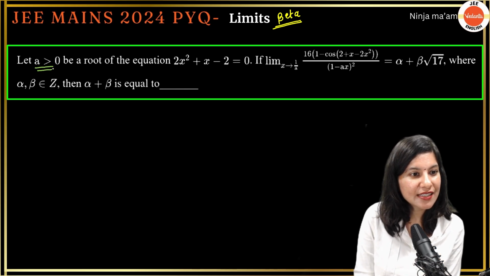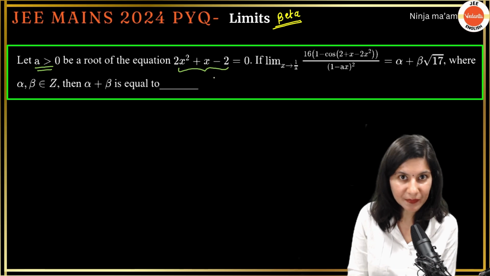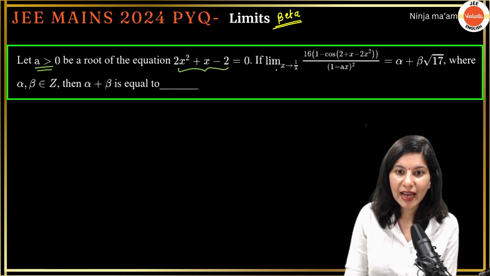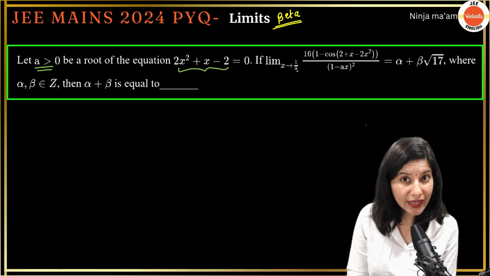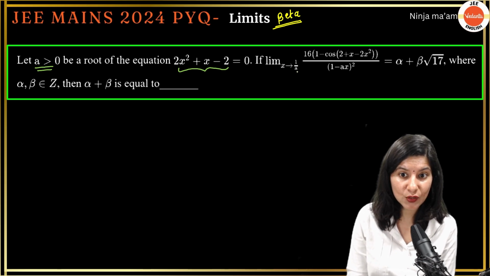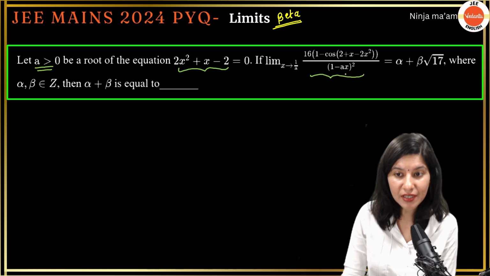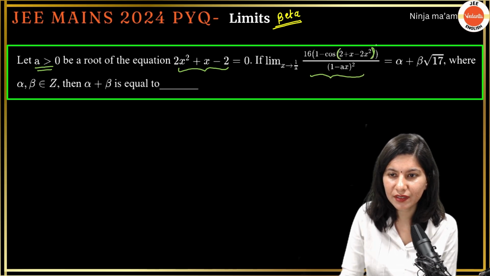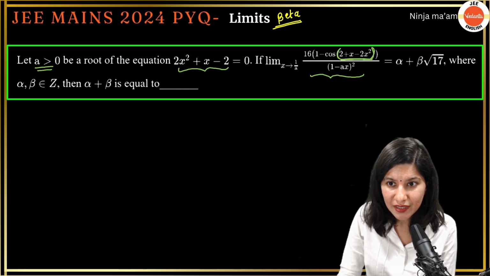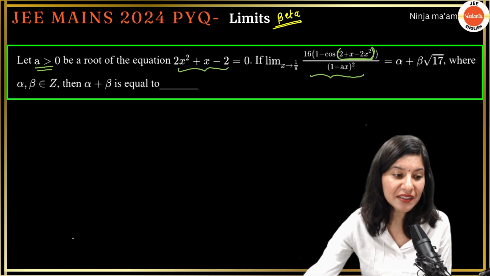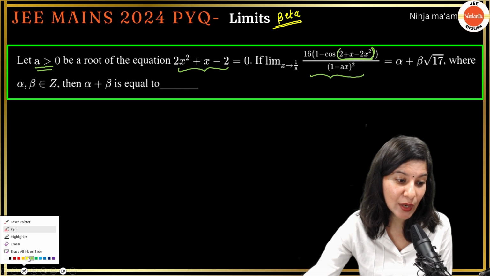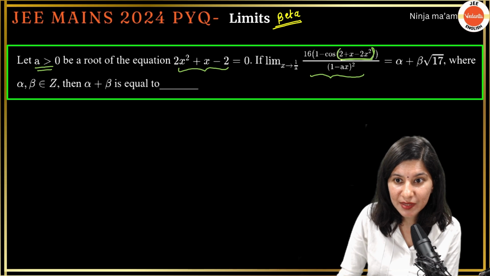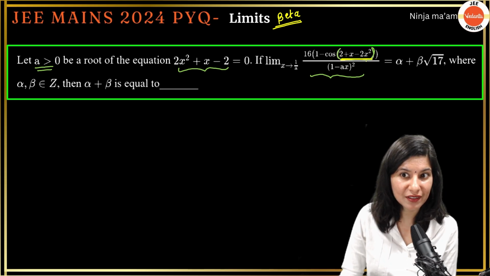Let a greater than 0 be a root of this equation 2x square plus x minus 2. Okay. And if limit x tend to 1 by a, okay, x tend to 1 by a of this expression, which is having a quadratic expression over here. If I try to match this expression, it looks similar, but it is not exactly the same. You have to be very careful about it. 2x square plus x minus 2, can you see? There is some sign change over here.